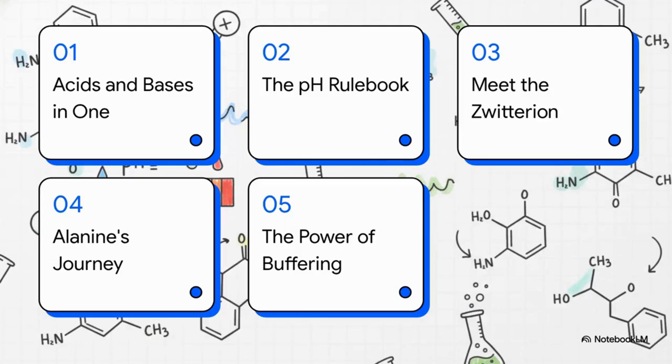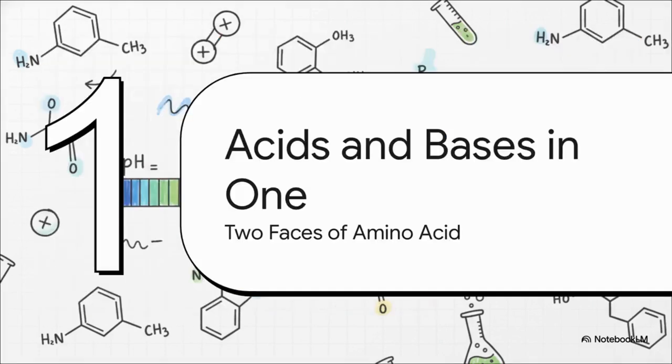All right, so here's our game plan. First, we'll see how these guys can be both acids and bases at the same time. Then we'll get into the pH rulebook that dictates how they act. We'll meet this really cool thing called a zwitterion, follow one specific amino acid, alanine, on its journey, and finally, we'll see why all of this is so incredibly important. It's gonna be great. All right, let's kick things off by looking at the basic blueprint, the fundamental design of every single amino acid out there.